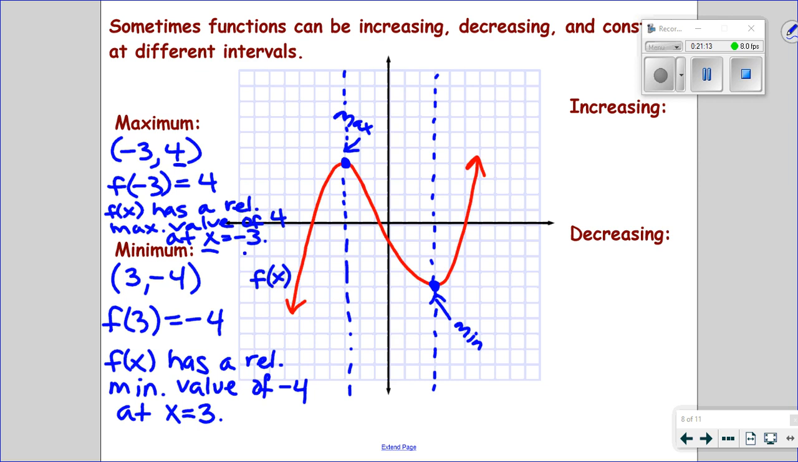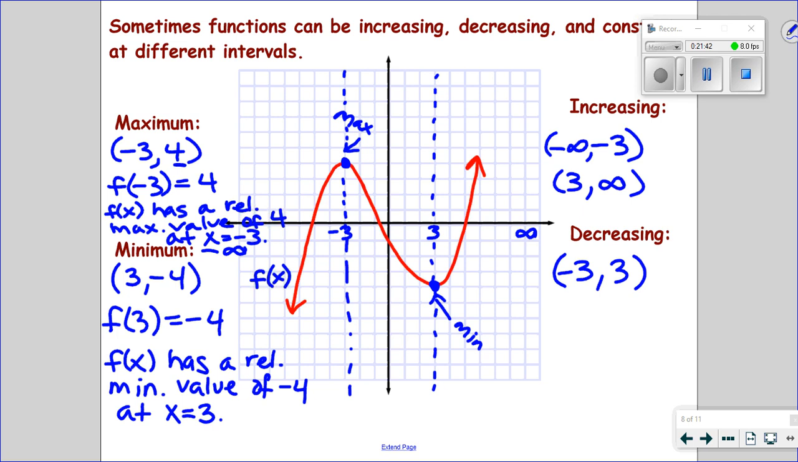So we're starting at -infinity, and I can tell that this graph is increasing until we get to -3. So this graph is increasing from -infinity to -3. Then it's decreasing from -3 to +3. And then it's increasing from 3 to infinity. And again, I'm reading it along the x-axis.